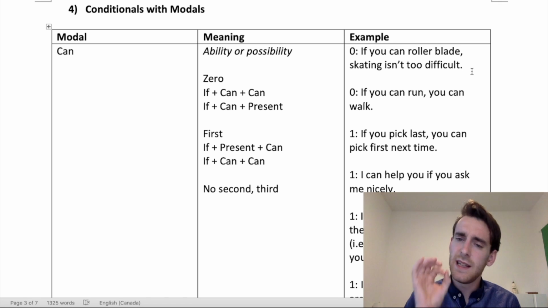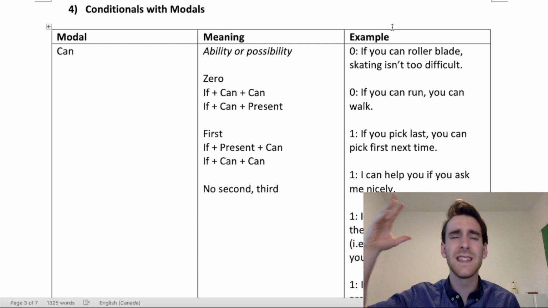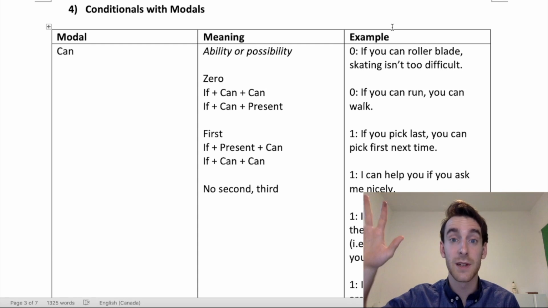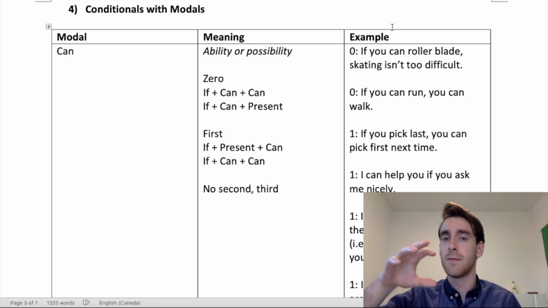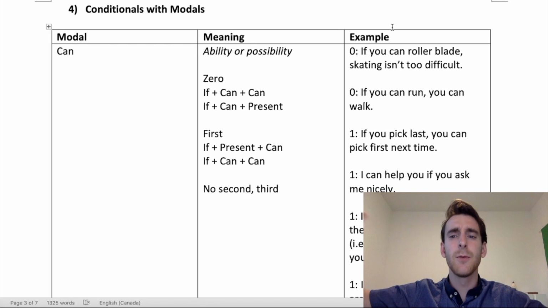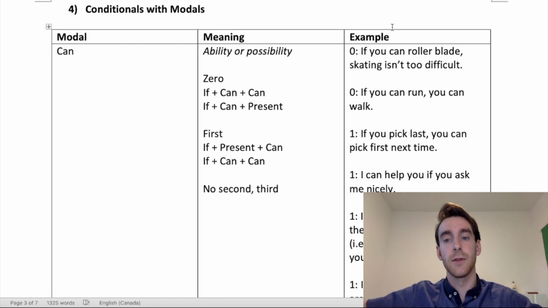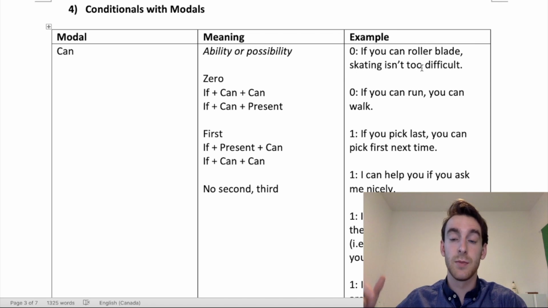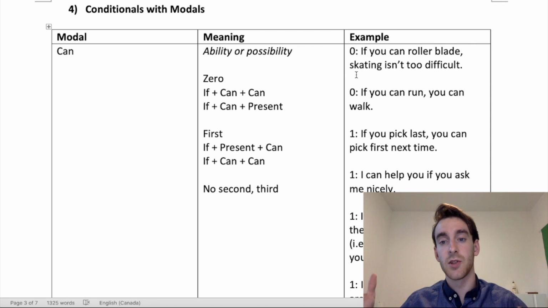Okay, so here, remember the 0 conditional, it's a fancy term, whatever you want to say, for a fact, like a general truth, right? If you can rollerblade, skating isn't too difficult. If we wanted to put this into the first conditional, we'd say, if you can rollerblade, skating won't be too difficult. Okay, skating will not be too difficult.